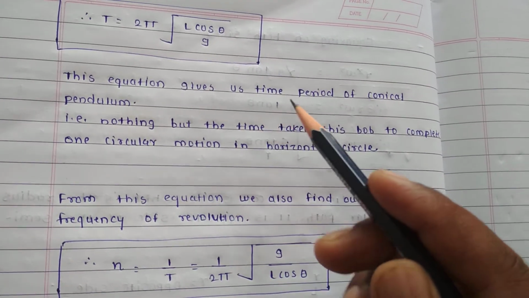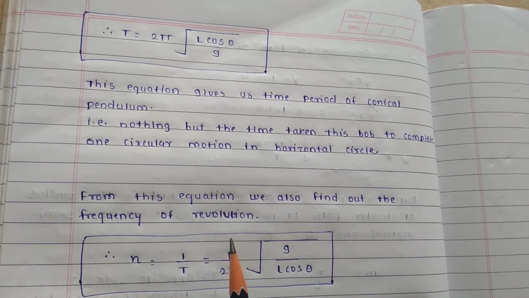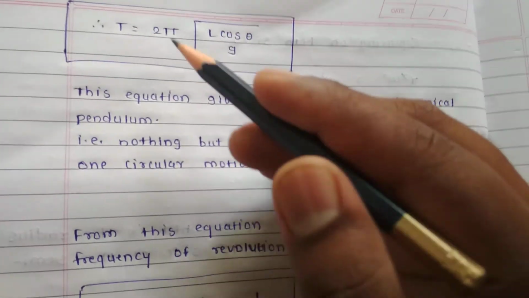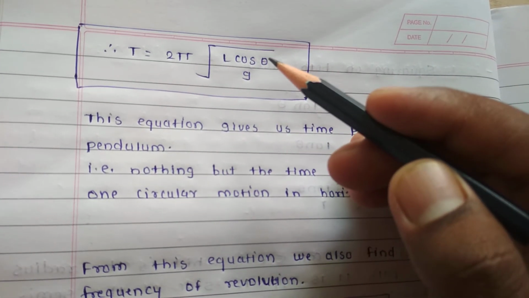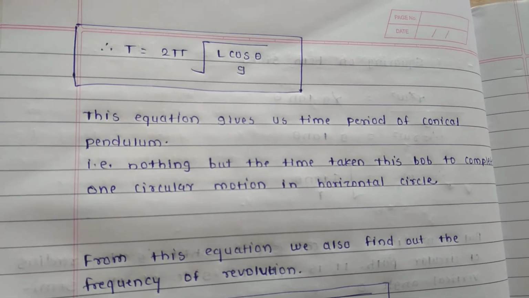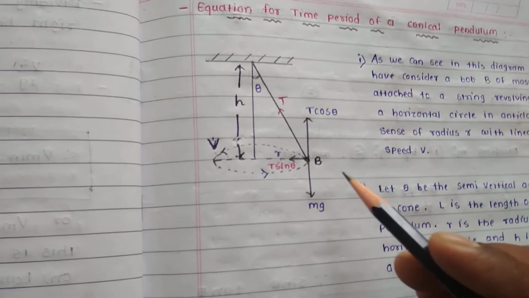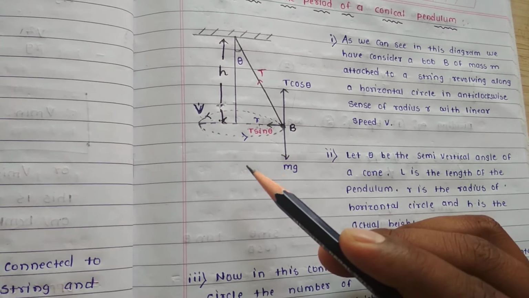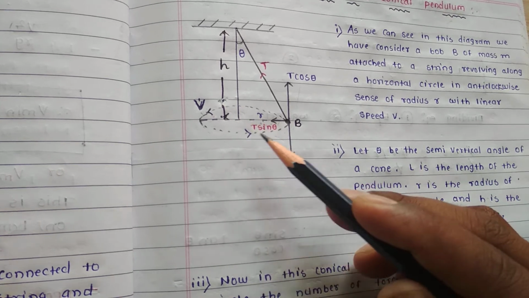So this equation gives us the time period of a conical pendulum, that is nothing but the time taken by this bob to complete one circular motion in the horizontal circle. The equation is T is equal to 2 pi under root L cos theta upon g.